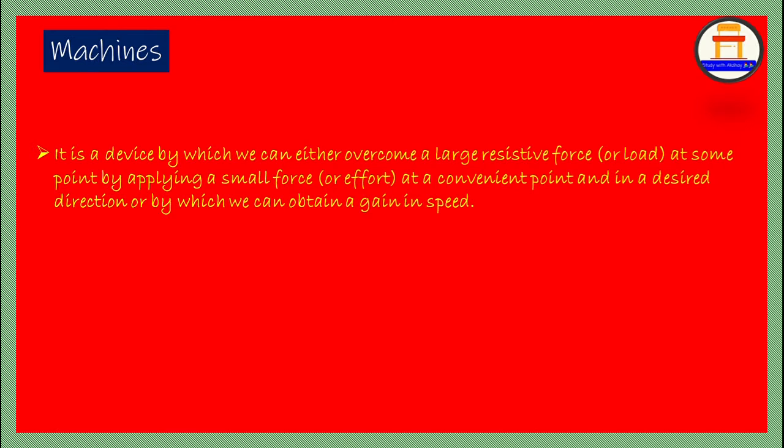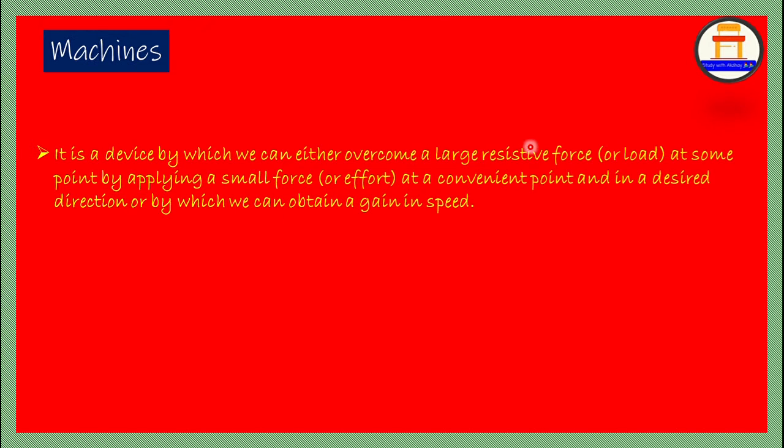Machines. What is this machine? Basically, a machine is a device by which we can either overcome a large resistive force or load at the point of application of a small force or effort at a convenient point in a desired direction, or by which we can obtain a gain in speed.